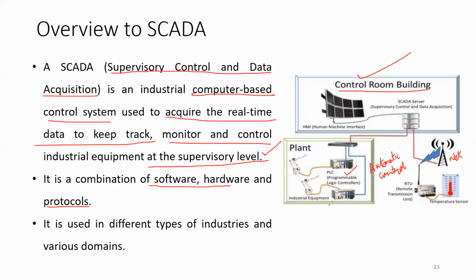Okay, the PLC is controlling a number of sensors, so in which category will we put the PLC? This will be called an automatic control system. So SCADA is controlling different automatic control systems through the internet. So this is the SCADA server. The data is sent to the human machine interface.